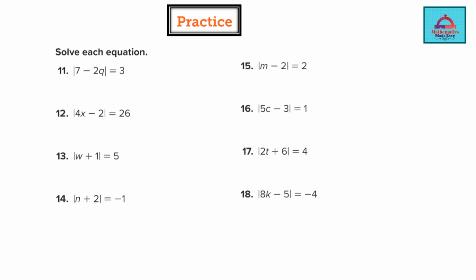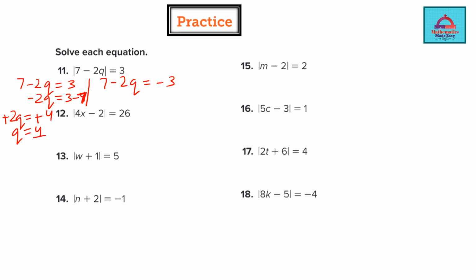Let's practice a few word problems. So absolute value is given. In case 1, it will be positive. In case 2, it will be negative. So you can solve. Negative 2q is 3 minus 4, or negative 2q is 3 minus 7. So it is minus 4. Negative negative becomes plus. So q is 4 divided by 2, which is 2.